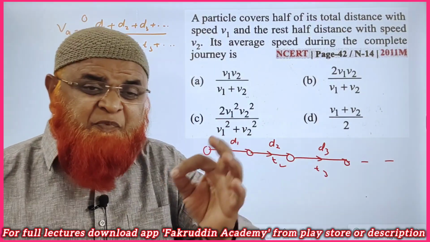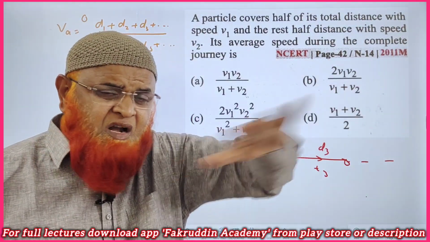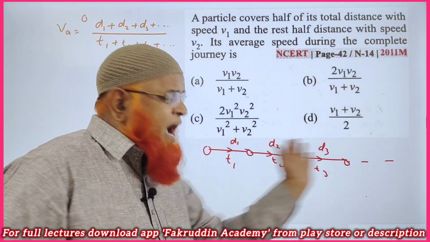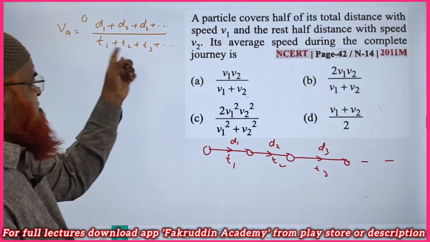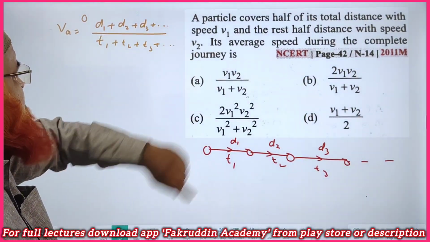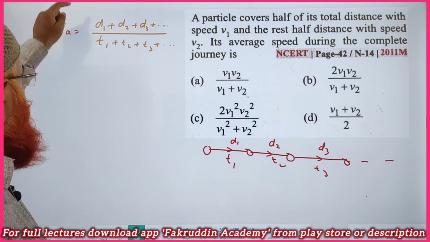Then you know that average speed is nothing but the total distance traveled divided by the total time taken. You have to add all the distances and add all the times. The final formula is this one: total distance traveled to the total time taken.